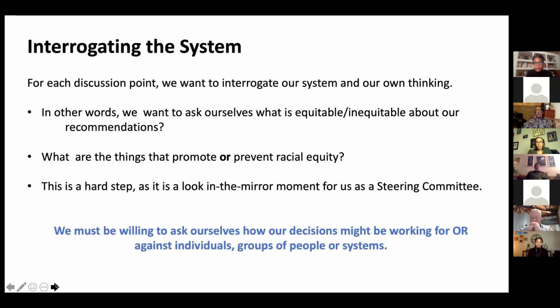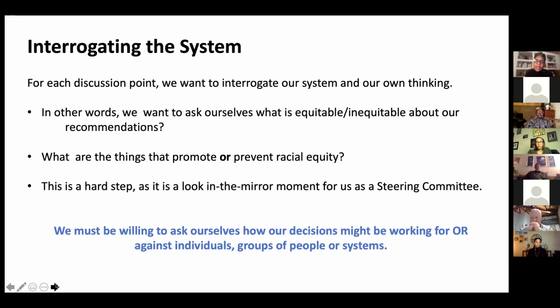Here's another hard part about the work. When you profess to do equity work of any sort, it calls for one thing that is a non-negotiable. It calls for us to interrogate the system. Now that's a hard word, but it's a word. To do this, we have to look at our own systems critically. We have to look at what's in front of us critically.